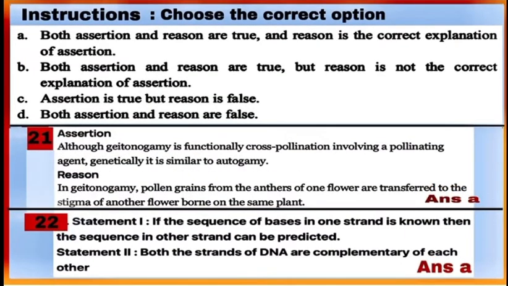Question 21, assertion. Although geitonogamy is functionally cross-pollination involving a pollinating agent, genetically it is similar to autogamy. Reason, in geitonogamy, pollen grains from anther of one flower are transferred to the stigma of another flower borne on the same plant. Answer is option A.